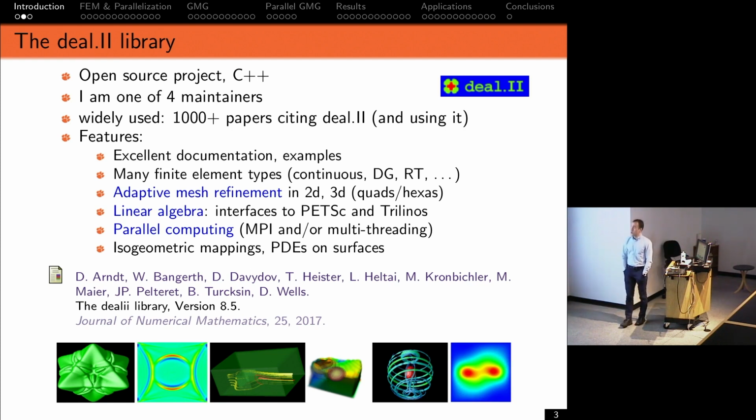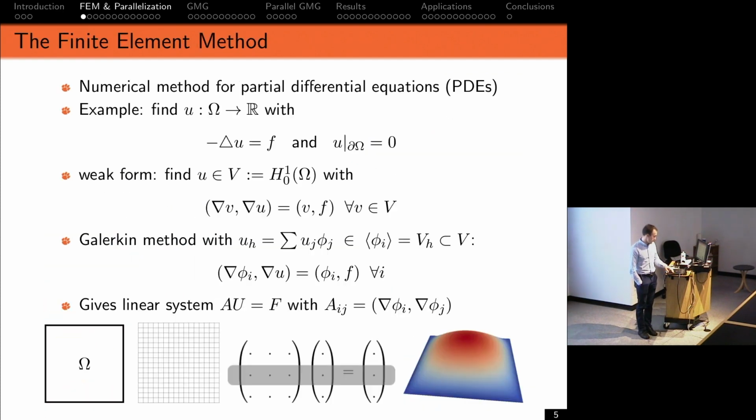I think what we're good at is documentation. I'm not sure that many of the other things are things that set the library apart, but there's interesting features that you can use in large-scale computations, where you can do isogeometric mappings. That's kind of the bridge between finite elements and isogeometric analysis, PDEs on surfaces, and so on, and everything, or most of it, on adaptively refined meshes in large scale. And I will talk a little bit about that because that's what I'm interested in.